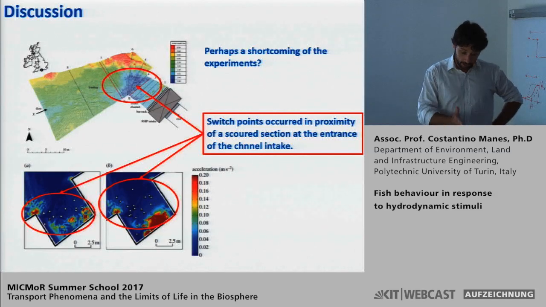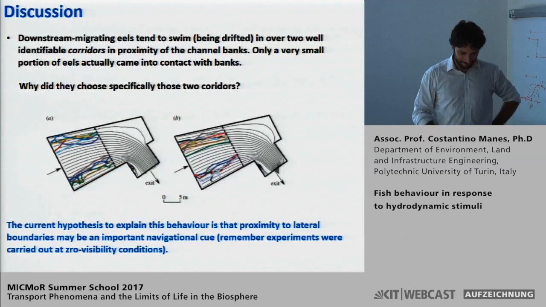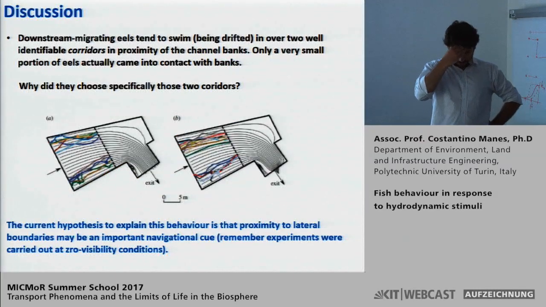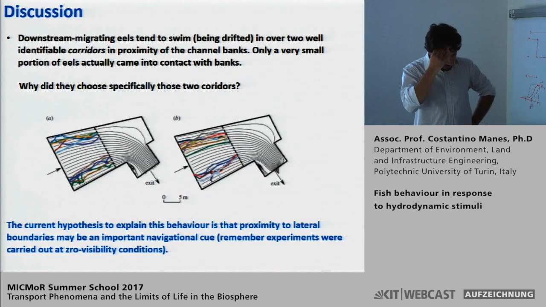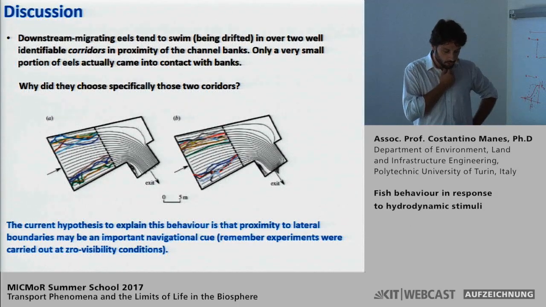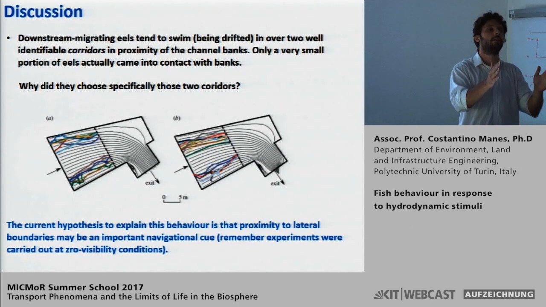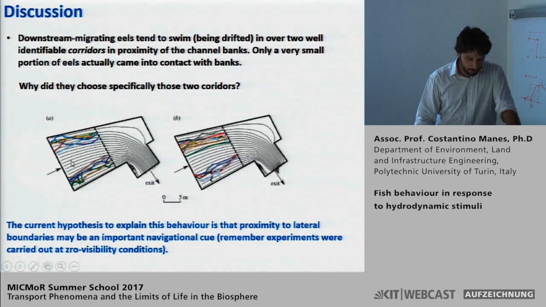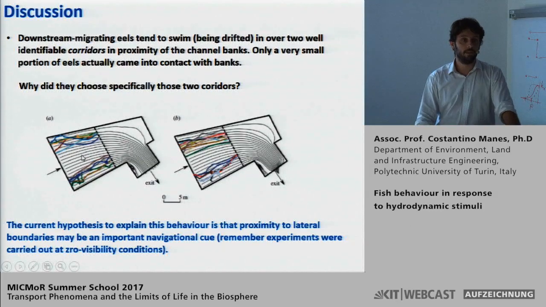Also, another colleague of mine is convinced it could be pressure gradient. So we need to dig further on that. The other interesting result, which is my favorite in this study, is that, as I've shown, all the eels liked to swim over these two corridors in the upstream, let's call it the undisturbed part of the channels. None of them decided to swim in the center.